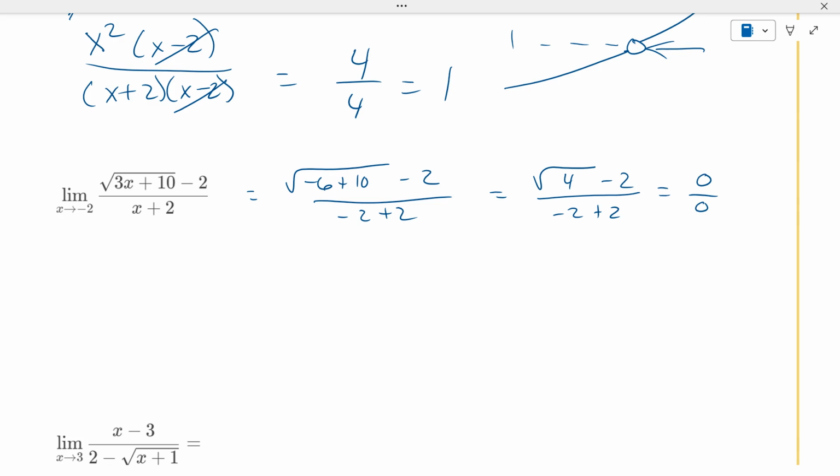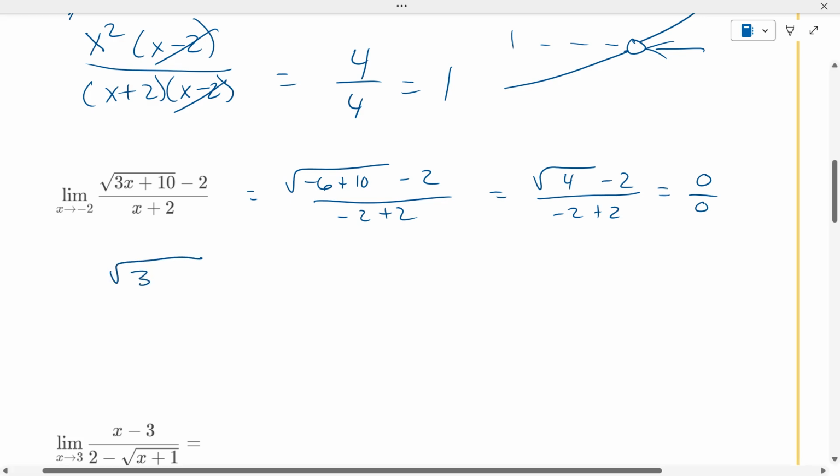But what can we do? Well, we can do kind of the opposite of what we were told to do in Algebra 2. We had to rationalize the denominator in Algebra 2. When limits don't work, we have to rationalize wherever the square root is. So in this case, I'm going to rationalize the numerator.